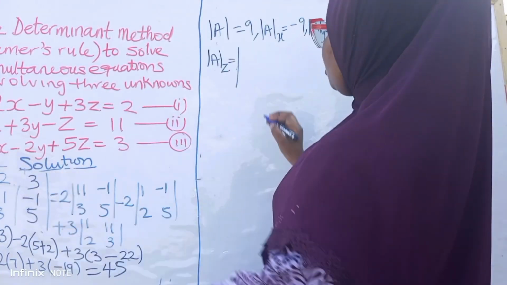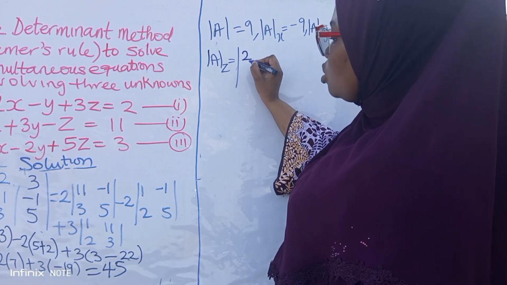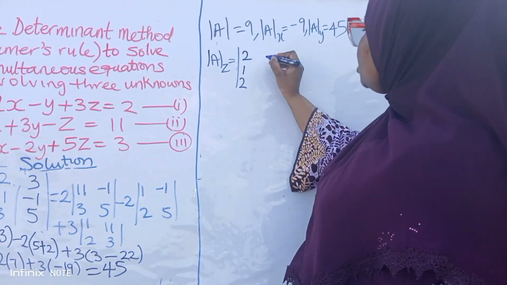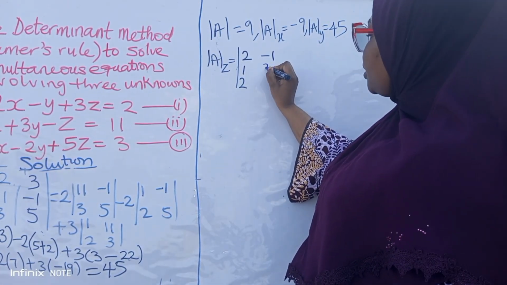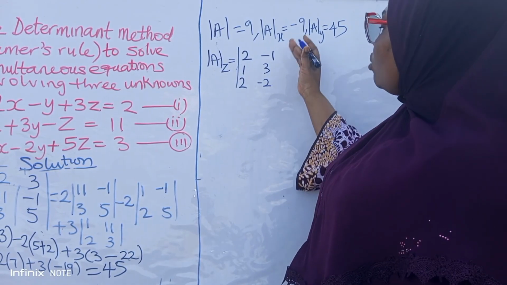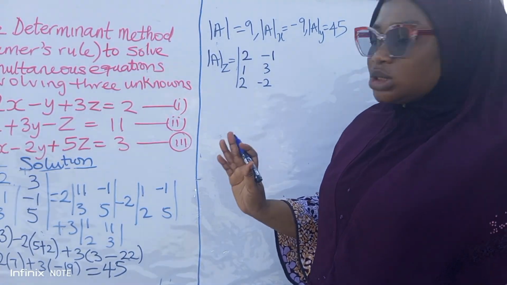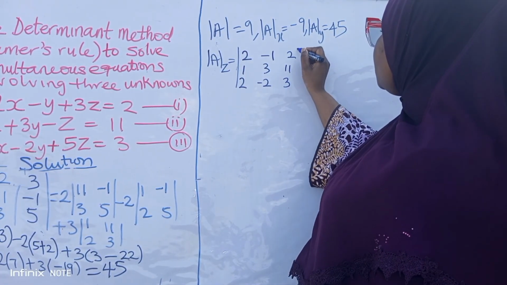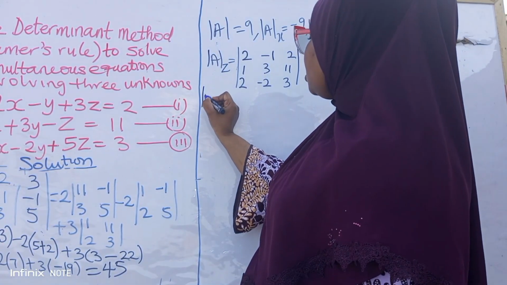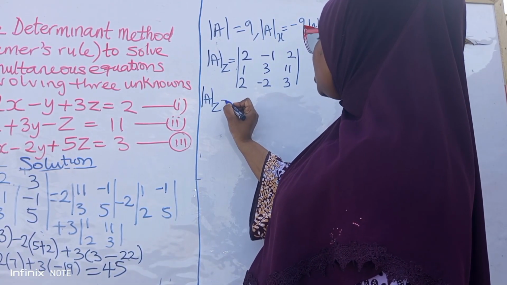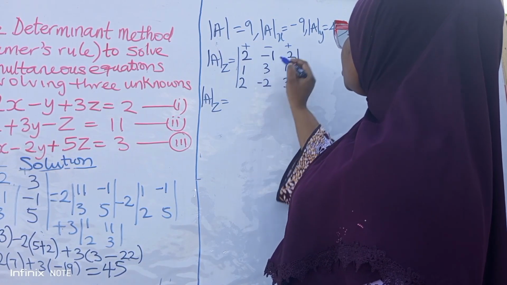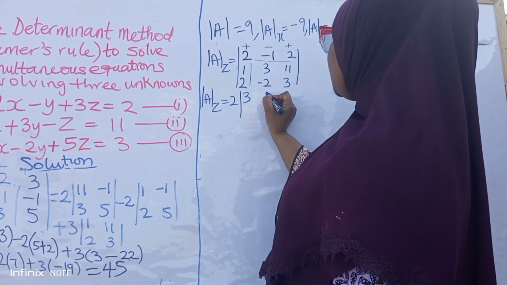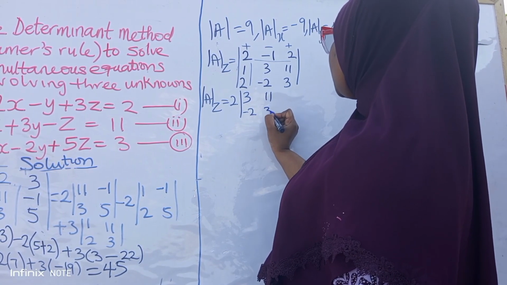you write the first column of matrix A, 2, 1, 2. You write the second column of matrix A, which will be minus 1, 3, minus 2. Now, it is this third column that we are going to change now. So you change them with 2, 11, and 3. So the determinant of A subscript Z will now be equal to, put plus, minus, plus. So it will be 2, then cover, cover. So it will be 3, 11, minus 2, 3.